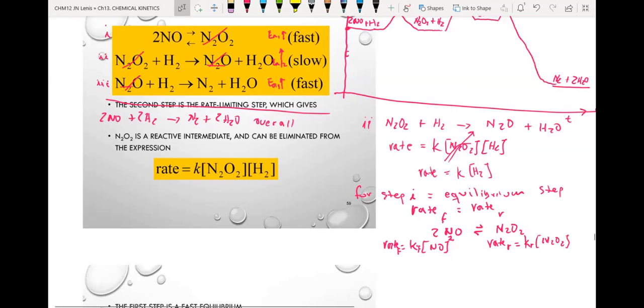We reorganize this and we say if this is true, at the equilibrium, rate of the forward reaction equals rate of the reverse reaction. So we can rewrite this and say rate constant of the forward reaction times NO squared equals rate constant of the reverse reaction times concentration of N2O2.